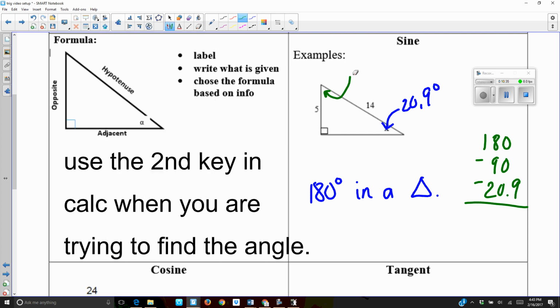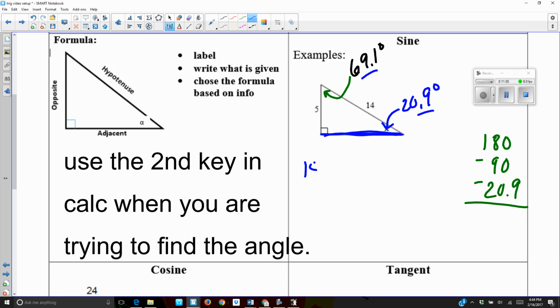So that means this missing angle is approximately 69.1 degrees. If they ask for you to find the third side of the triangle, again, you could use trig if you wanted to find the third side of this triangle, just like we have been. You could use either one of these angles to do it. Or, since you know two sides of a right triangle, you can do Pythagorean theorem to find the third side.